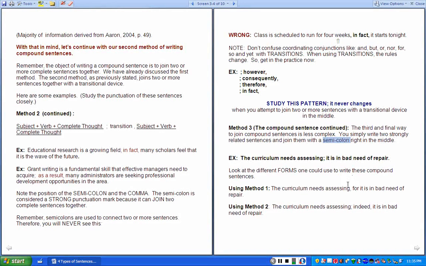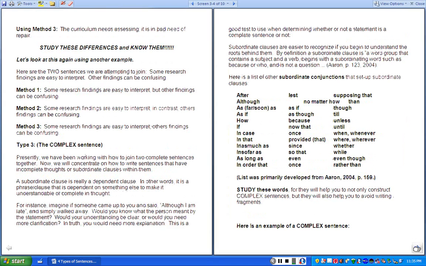So let's take a look at that actual method, and it's right here. The curriculum needs assessing; it is in bad need of repair. So if you notice, we have used a semicolon by itself to join two very strongly connected thoughts together. Now you have to understand something. This is not something that we would use all the time because it creates a very dramatic sentence, right? You can feel the strength of that sentence.